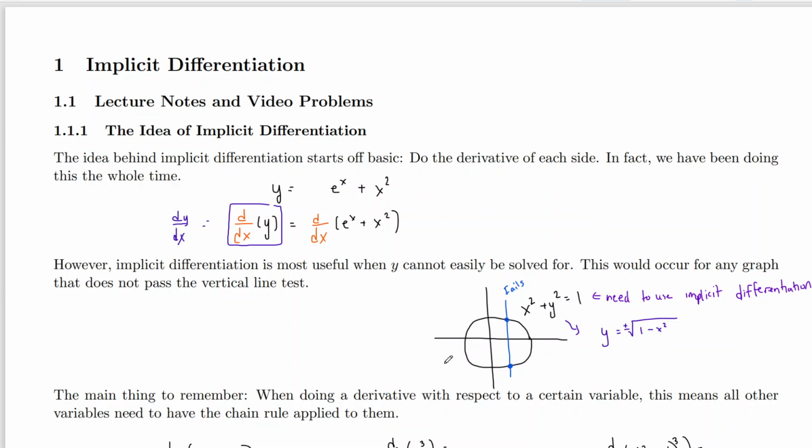And to do the derivative of this, you would have to do the derivative of each one of these, so two separate derivatives, and then sort of combine them in a way to make it easy to plug in numbers and know what you're talking about.